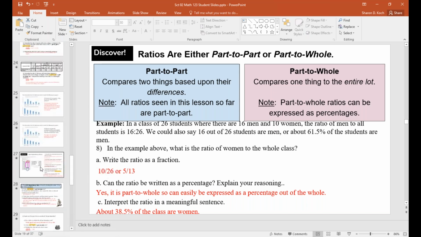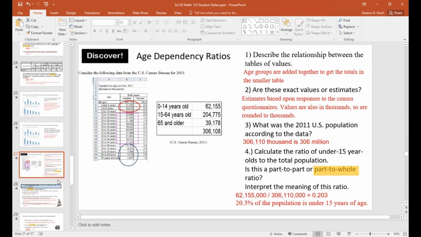Looking ahead to some other numbers here, another way that we use ratios is interesting, because economically speaking, we can compare different countries and understand about them when we look at their age dependency ratios. Okay, so let's take a look at this. When we look at the table, this is from the U.S. Census Bureau.